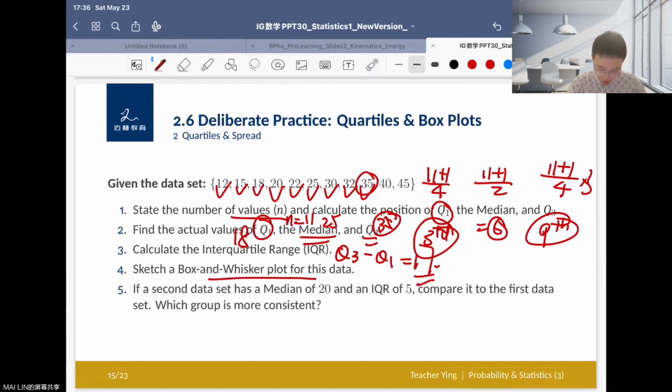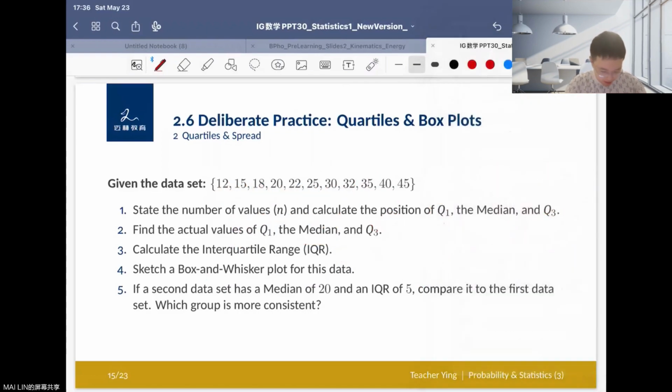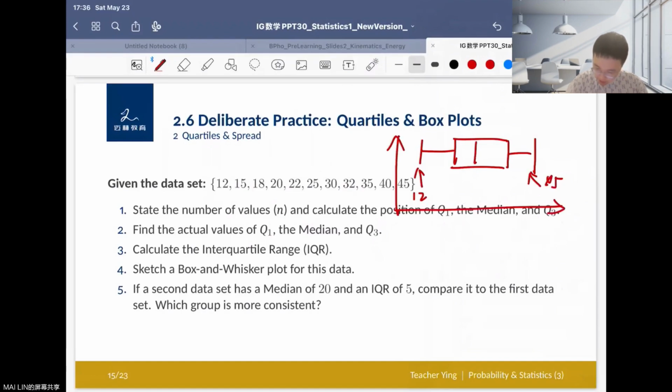And the fourth problem is to sketch a box and whisker plot. So maybe here, let's draw it together, trying to understand it thoroughly, okay? So we can draw it like here. It starts from this, and then we draw a box and whisker. And this is for 12, right? And this is for 45. So we can draw it to represent 12 and 45.